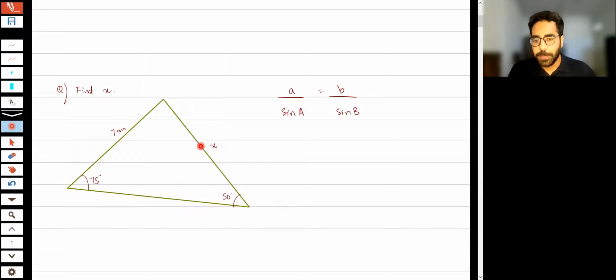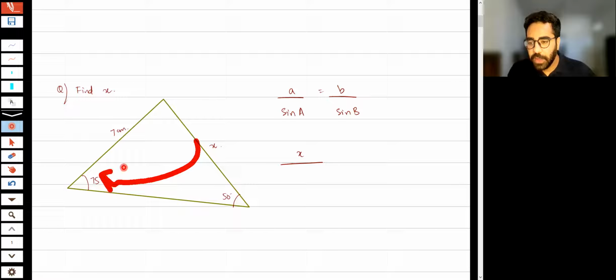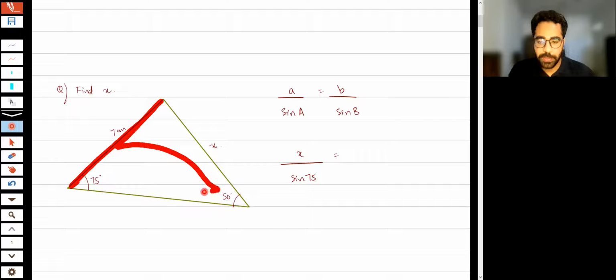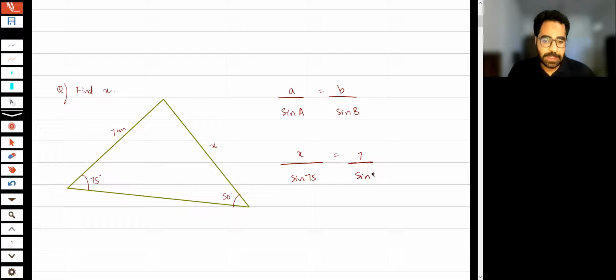Okay, now what do we do? This a would be the unknown side that I have, so I'll keep that as x. This angle would be the angle opposite the unknown side. So I'll write sine 75 equals b upon sine B. What will that be? The known side and the known angle. The known side is 7 centimeters and the known angle opposite to it is 50 degrees. So I'll keep that over here: 7 upon sine 50.